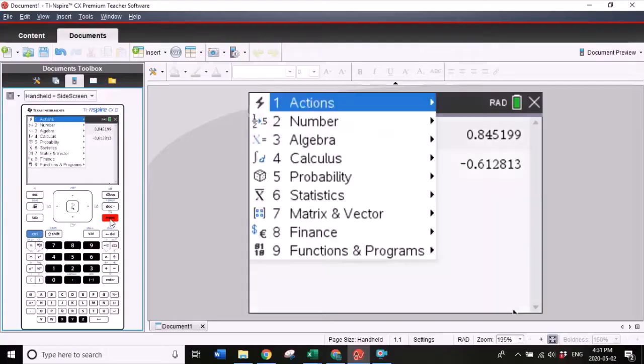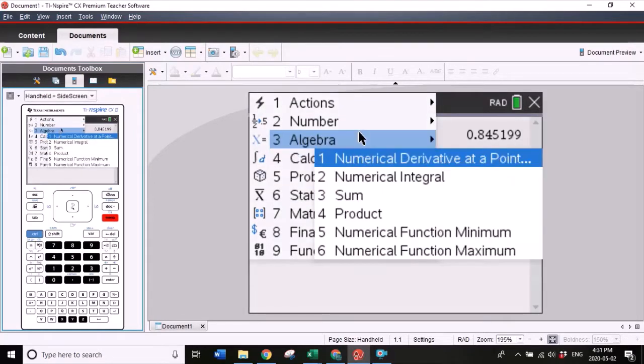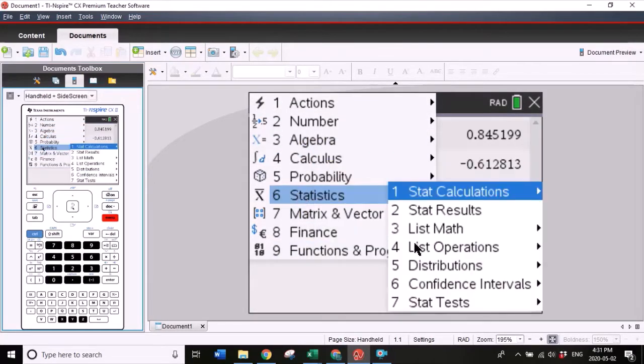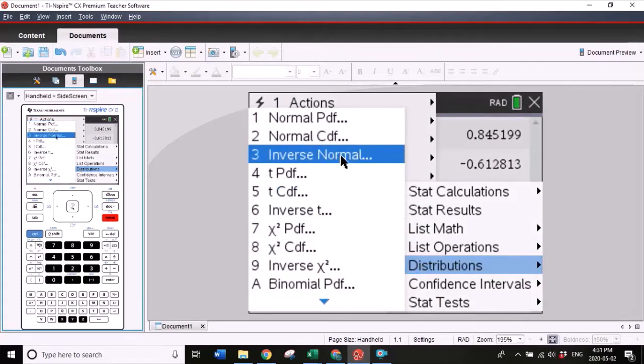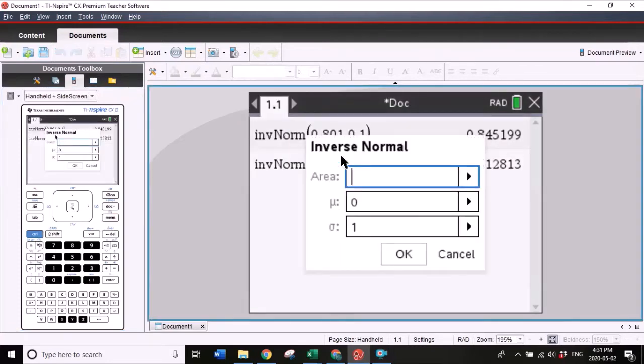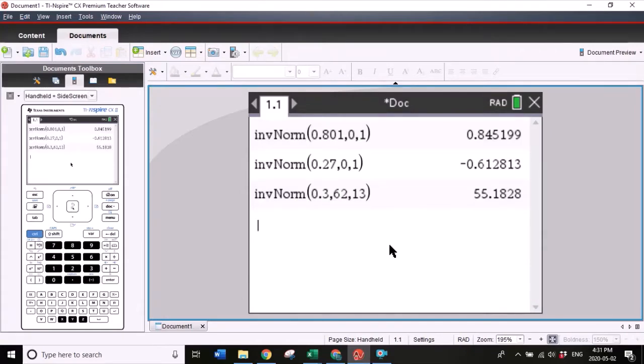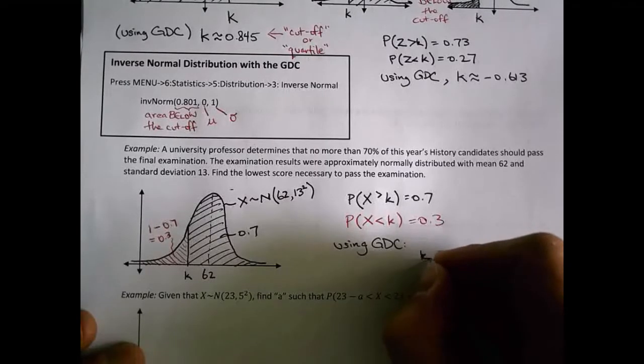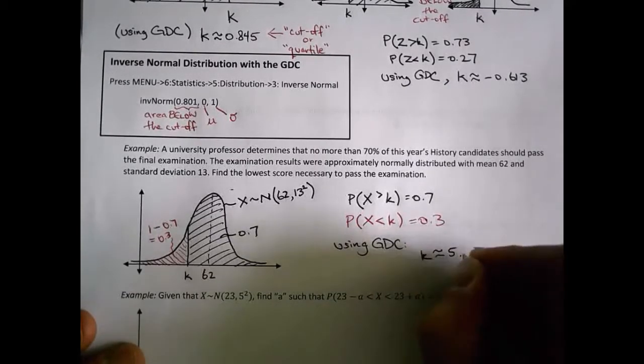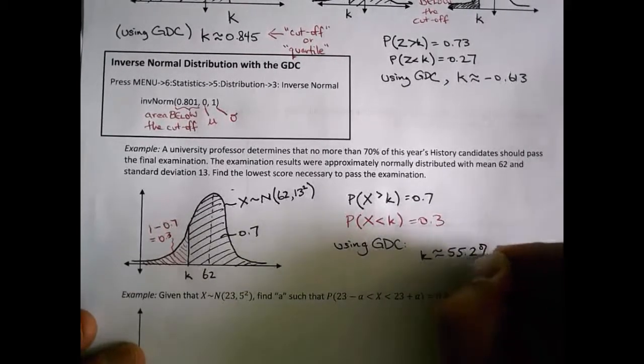I type that in. So I go menu, what do I do? Statistics, distribution, inverse normal, and then I'm going to type in the area. For this one, the area is 0.3. For this one, we have a different mean. The mean is 62, and the standard deviation is 13. Press enter twice, and there's my answer, 55.2, basically. Find that k is equal to about 55.2%. So that's my cutoff.